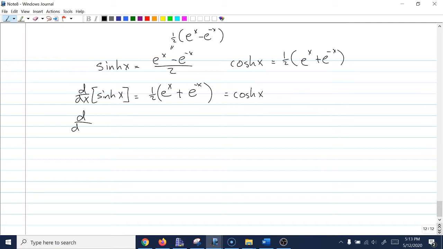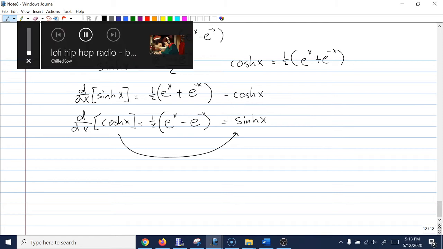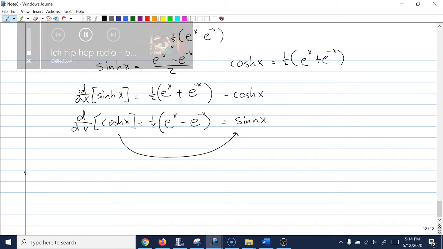The derivative of cosh is 1/2 of derivative of e to the x is e to the x. Derivative of e to the negative x is e to the negative x, but with a minus sign. It's sinh. Sinh and cosh are each other's derivatives. It's the way that sine and cosine are almost each other's derivatives, but with sine and cosine, there would be an i out here. There isn't for sinh and cosh. And this makes all sorts of goofy things kind of like the e to the x rules.